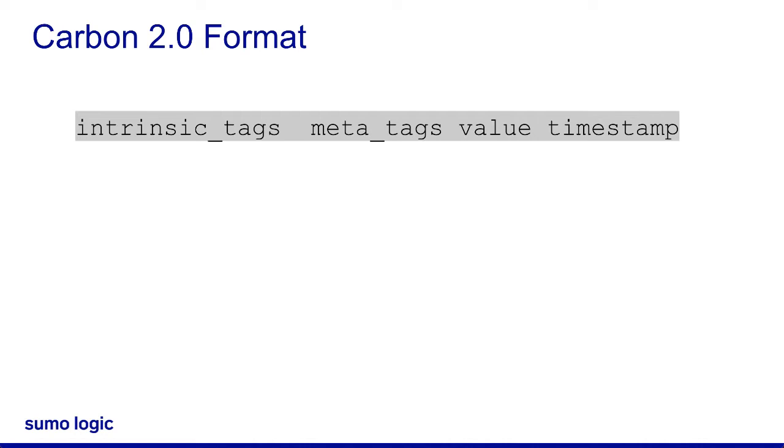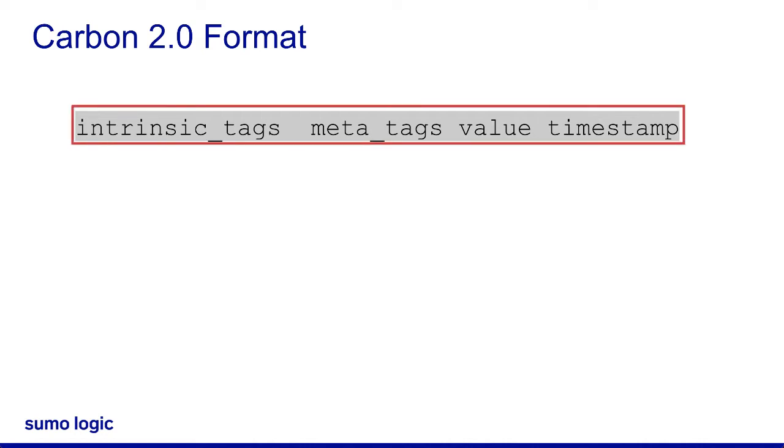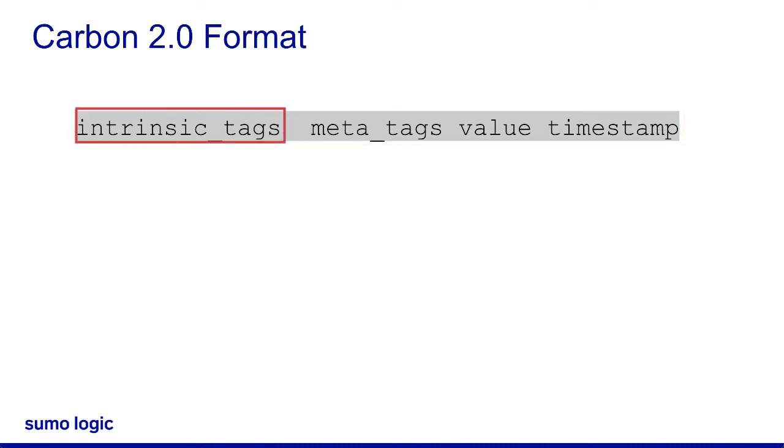Carbon 2.0 metrics formats conform to the Metrics 2.0 specification. The Metrics 2.0 specifications are a set of conventions, standards, and concepts around time series metrics metadata. Carbon 2.0 metrics are formatted as shown here on the screen. Intrinsic tags is one or more space-separated key-value pairs that uniquely identify what is being measured. Intrinsic tags are also referred to as dimensions. Note that intrinsic tags must be followed by two spaces.